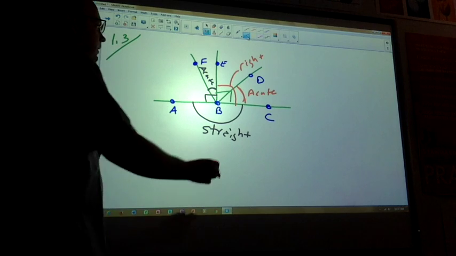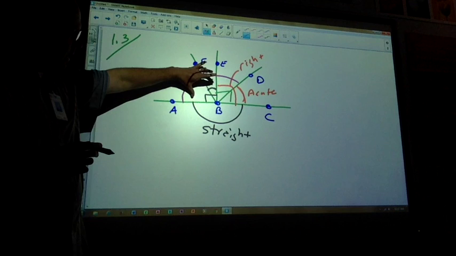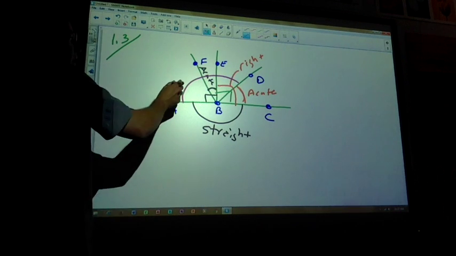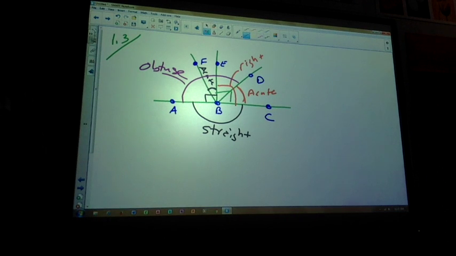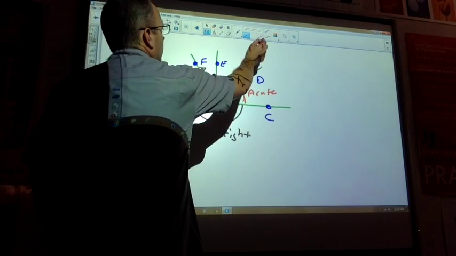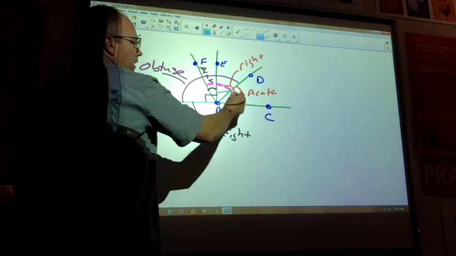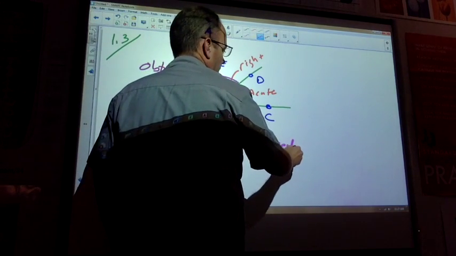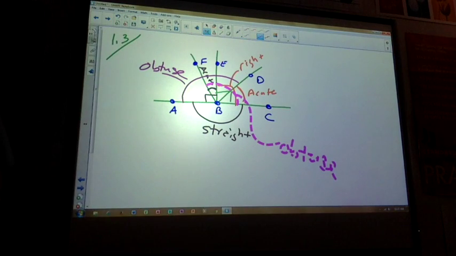ABD. Well, being that this is a 90 here, and that's more than that, that has to give us an obtuse. And then FBC. This one right here. Being that's more than 90, that has to be obtuse. Yes, I'm drawing in that dotted pink. Is that right?